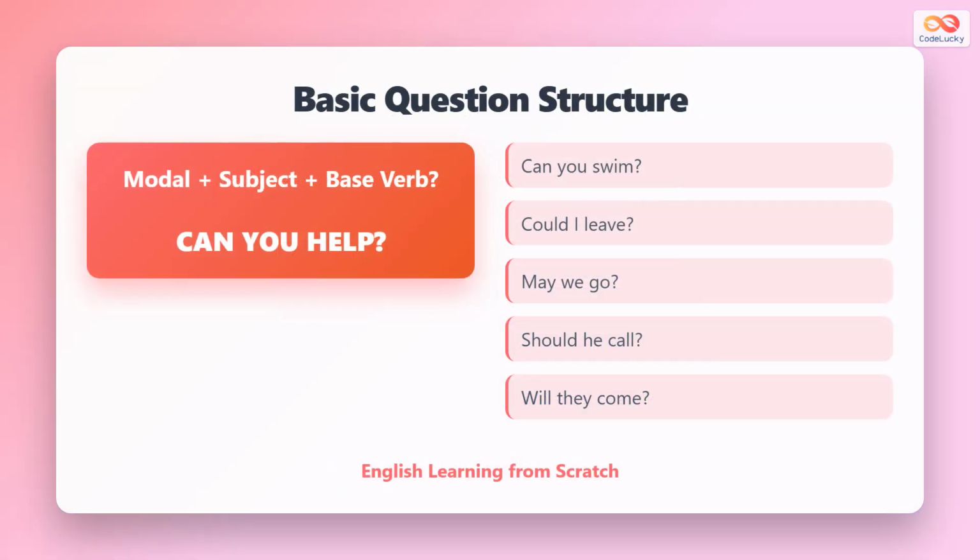The basic pattern for modal questions is modal plus subject plus base verb. Notice the word order changes from statement to question. Can you swim becomes the subject you after can. Could I leave follows the same pattern with subject I after could.